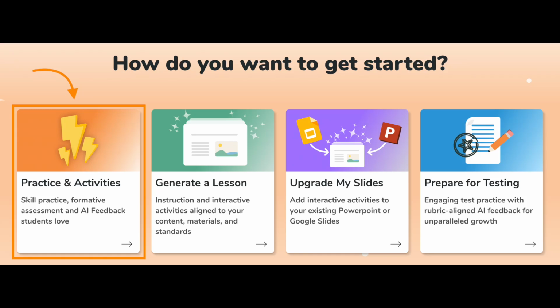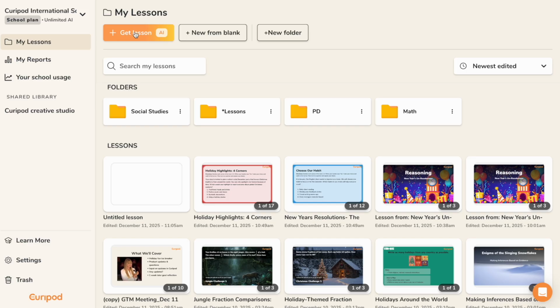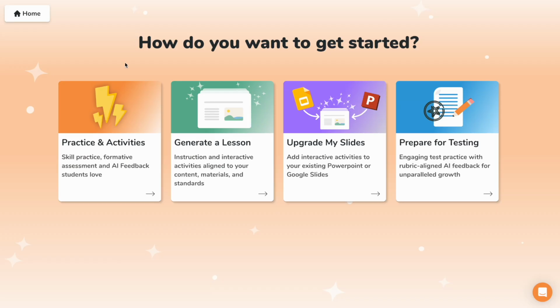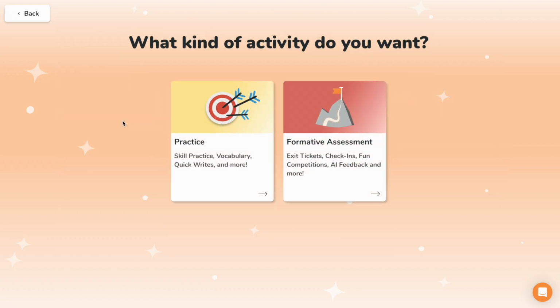New in Curipod, you can now generate practice and formative assessment activities designed to support students as they practice explicit skills and receive immediate AI feedback. All of these activities are designed to pair seamlessly with your existing curriculum. To get started, click Get Lesson, then Practice and Activities, and choose between practice or formative assessment.